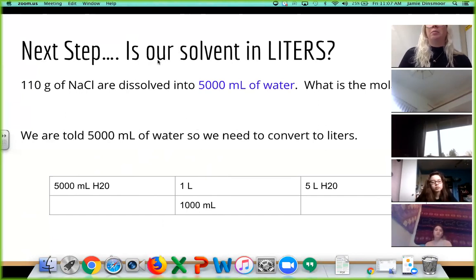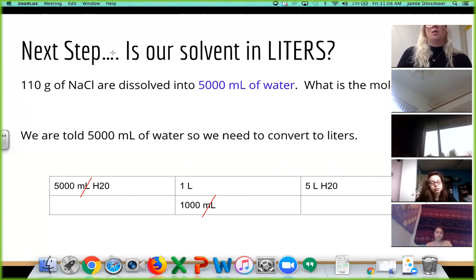Why is milliliters on the bottom? Because again, we want to be able to cross out that unit so that we're left with the unit that we want. If we perform this math here and do 5,000 divided by 1,000, we get 5 liters of H2O.